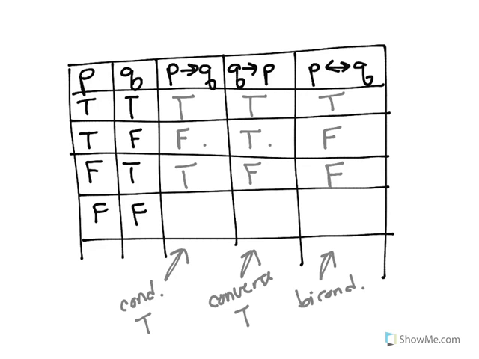In the last row, I start with two false hypotheses and conclusions, which leads to a true conditional statement, which will also lead to a true converse. Since both of those are true, my biconditional will be true as well. All right, let's take a look at those examples.